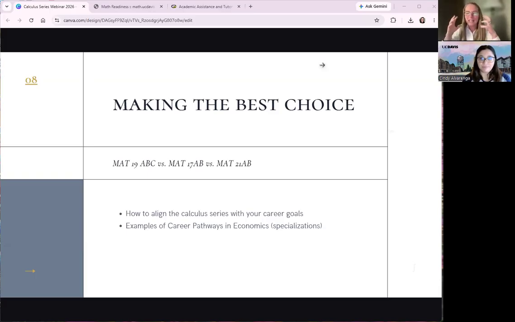So again, it's like the economists are the ones who can really dig into whether someone's thinking of all the different unintended consequences, intended consequences. Are they really looking at the big picture? Again, Math 19 sets you up for that. So when it comes to all the different specializations, you're good with Math 19.